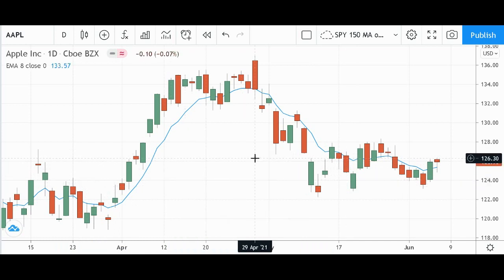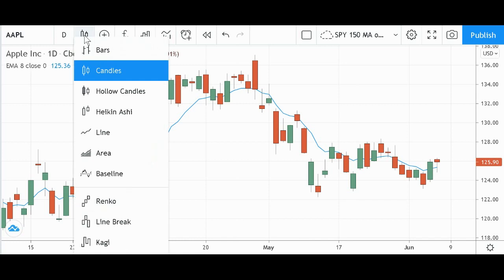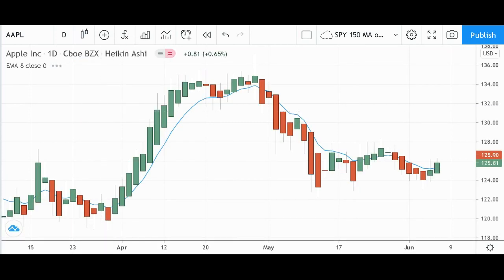So one way to help fix this is to consider, instead of using regular Japanese candlesticks, going on TradingView over here where it says candles. If you hover over it and click on it, you get different types of candles, including the Heiken Ashi, and you can click on that and look at the difference. Look how much easier it is to read and interpret. So you don't even need the moving average line anymore. I can tell where the trend is just by the colors of the candlesticks.